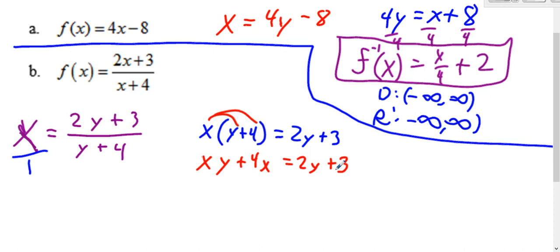And now we're trying to solve for y, so we need to get everything that has a y onto the left side and everything else to the right side. So this would be xy minus 2y equals 3, and then move the 4x over there. So everything with y is on the left. Factor out y.